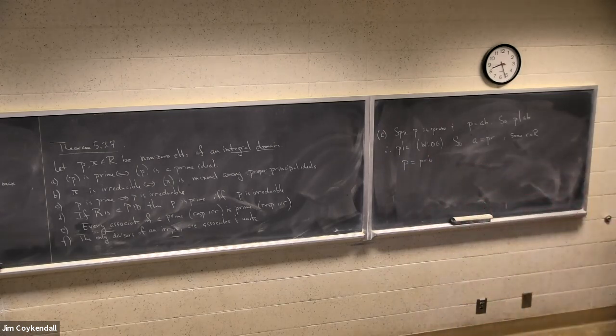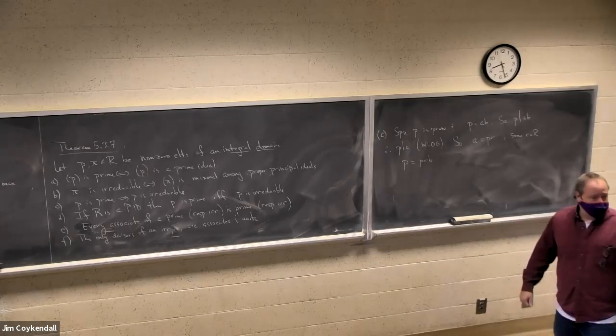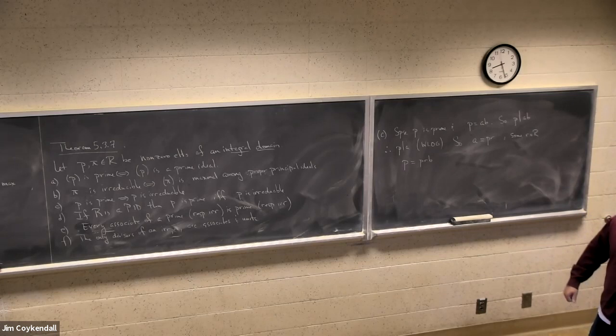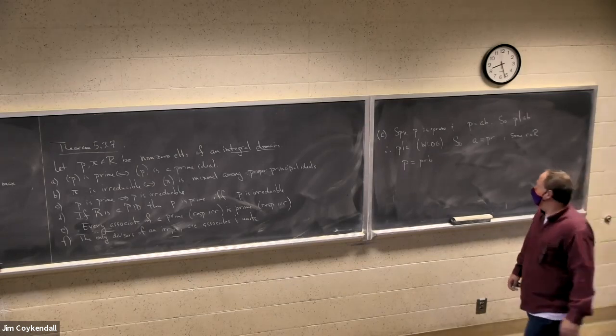Now, this is where we have to use integral domain, and you shouldn't be surprised by that because in the previous example, I gave an example of a prime that wasn't irreducible, but it had zero divisors. But here I've got no zero divisors.